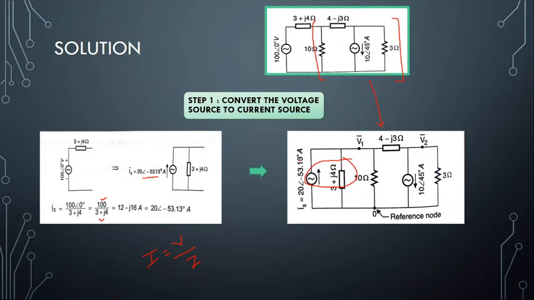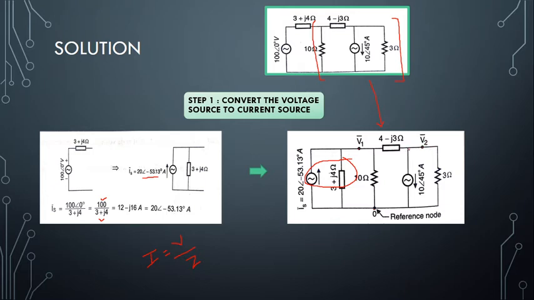Next, I need to find out what nodes are present in my circuit, and we need to define one reference node. So I'm going to take this point, which is similar to ground, as the reference node. And if you see, this 10 ohm and this 4 minus j3 ohm meet together. So I've named this common point the voltage point V1.